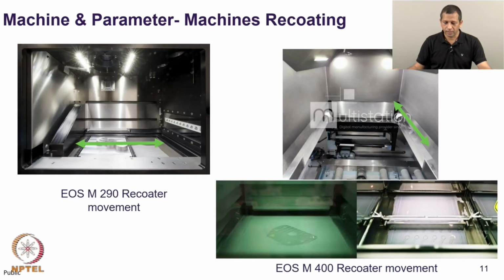Similarly, the machine recoating is also very important. In EOS M290, the recoater moves from left to right. In EOS M400 machine, the recoater moves from back to front. So, it takes fresh powder from back to front and then it goes back to its resting position.